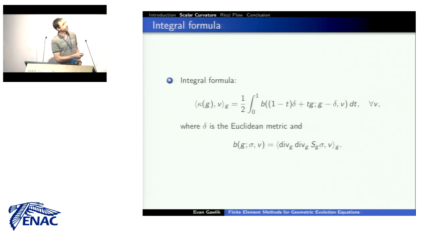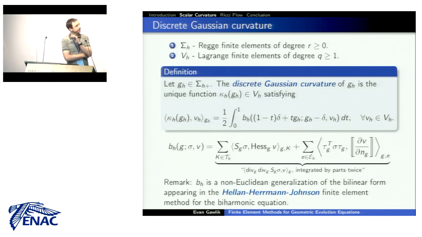So why do I like this formula right here? I like this formula because I have an integral of a bilinear form parameterized by a metric. If I now insert discrete metric gh here and a discrete test function v into this formula here, now I have a discrete notion of Gaussian curvature. So that's what I'm doing here in this slide. I'm going to define a discrete Gaussian curvature by just performing a Gawlikian projection of that last equation.